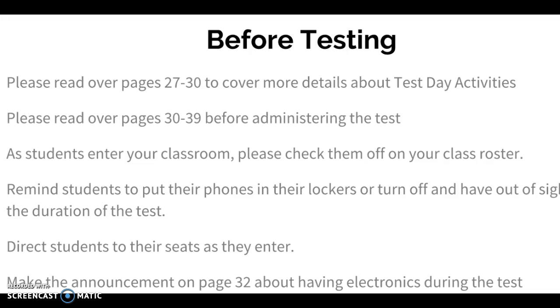As you have students enter your classroom on Tuesday, please check them off on your class roster that you will have. Remind students to put their phones in their lockers or turn off and have out of sight for the duration of the test. Direct students to their seats as you enter. What I would do is just have students sit alphabetically. That way, when the students are testing, you can complete the seating chart because you have a list of their names there and you can put their names in.